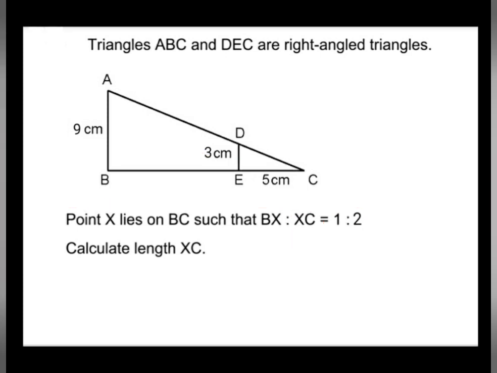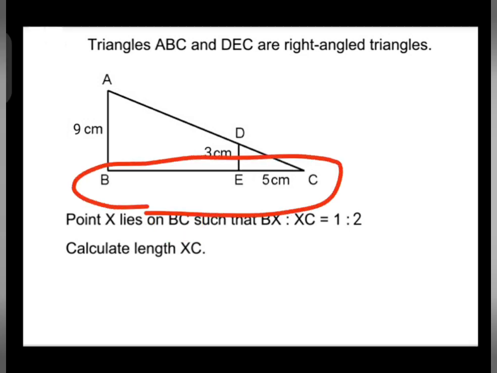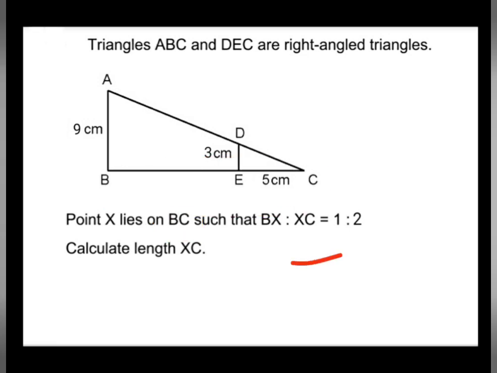Now, we're going to answer this step after another, so you have to focus on the steps. This question has two main steps. The first step is finding BC. So the first step here is finding the whole line BC. And then we're going to use the ratio to find XC. That's the idea. Now let's do it together step after step.